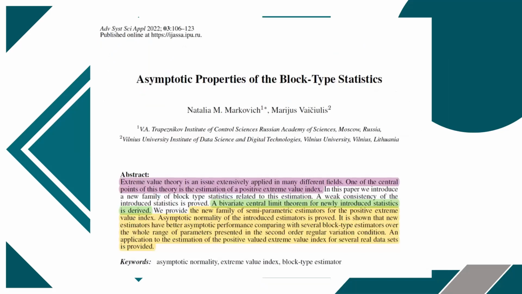Asymptotic properties of the block type statistics. Extreme value theory is an issue extensively applied in many fields. One of the central points of this theory is the estimation of a positive extreme value index. A bivariate central limit theorem for newly introduced statistics is derived. The new family of semi-parametric estimators for the positive extreme value index is provided. Asymptotic normality of the introduced estimators is proved. It is shown that new estimators have better asymptotic performance compared with several block type estimators over the whole range of parameters presented in the second order regular variation condition. An application to the estimation of the positive valued extreme value index for several real data sets is provided.